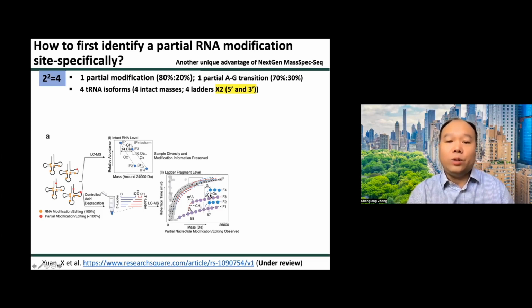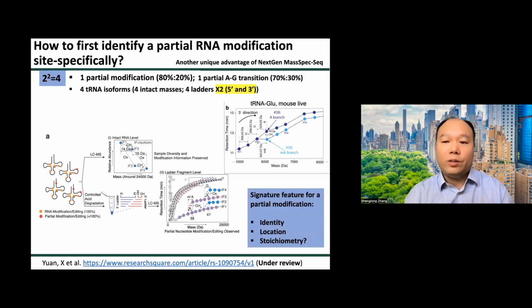And we should also see ladder two branches at the ladder fragment level. So this will help us identify where those modifications are. Then we actually see, when we sequence tRNA Glu from a mouse leaf sample, we can observe this branch. With this branch feature, we can know the identity. In this case, it is a methylated A. We also know the location is position 58.